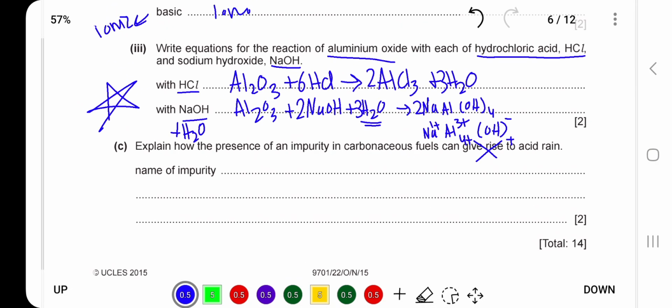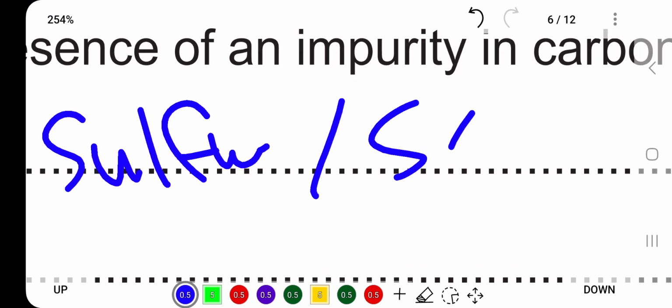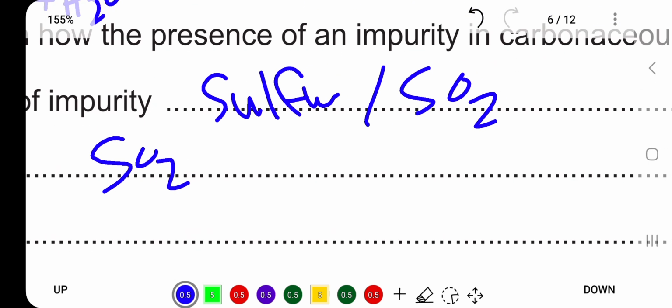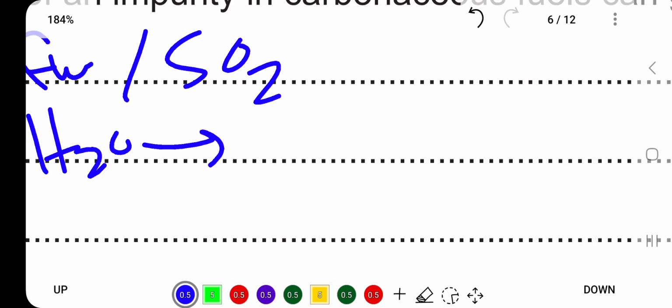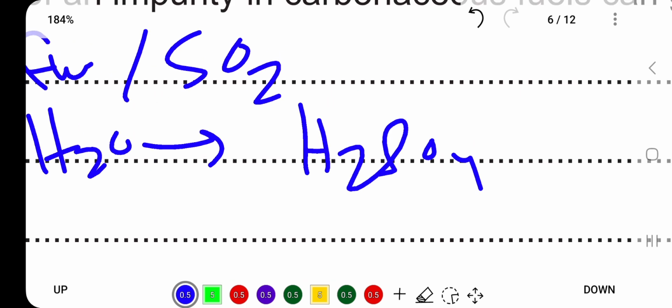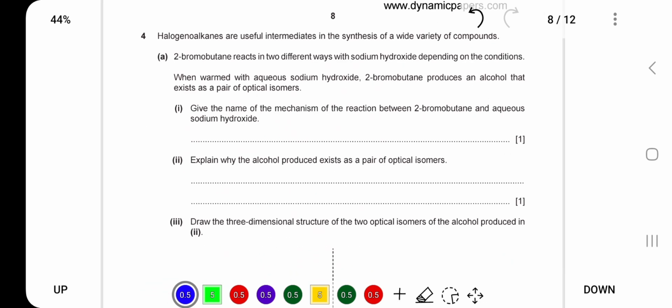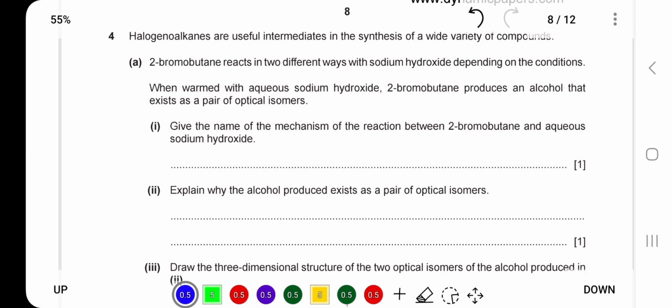Alright, explain how the presence of the impurity in fuels can give rise to acidic nature of a pollutant. Impurity here could be sulfur. You could say sulfur, which is SO2. Maybe you could say S plus O2 to give you SO2, and then basically what happens, SO2 will react with water to give you H2SO4, and in the mark scheme it also has H2SO3. Hopefully understood.